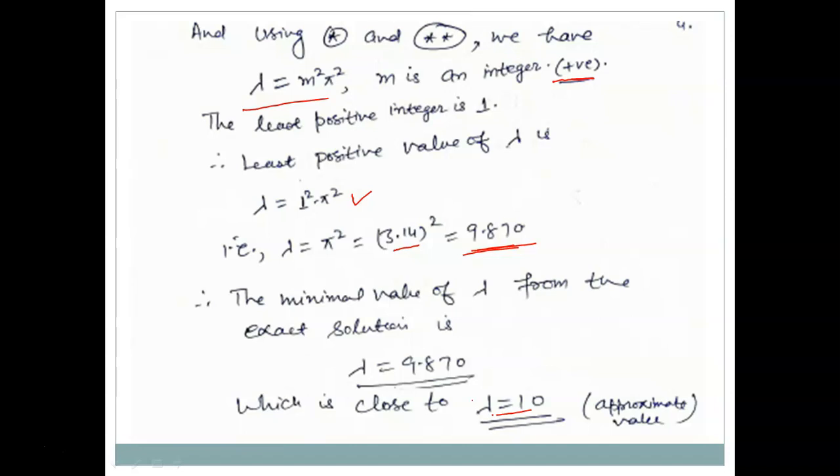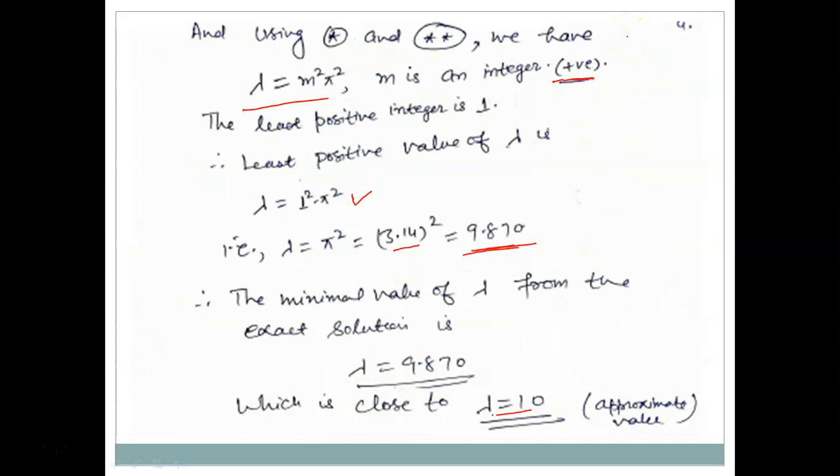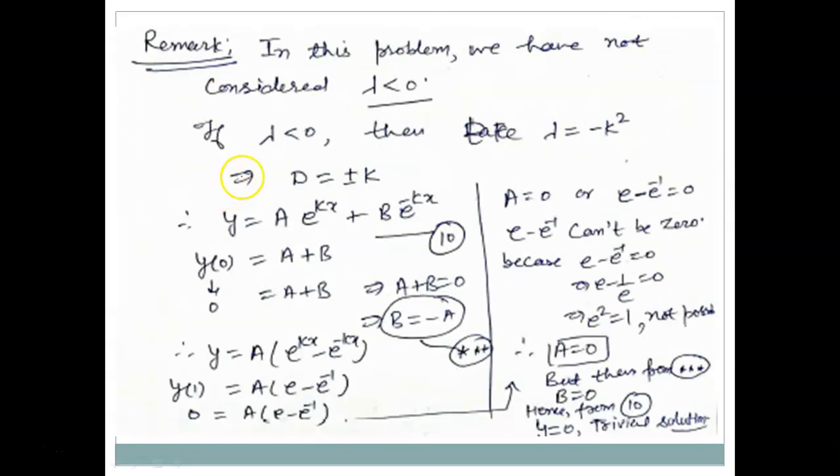Now further we are going to discuss one issue, that during the solution of this problem, three situations arise: lambda equal to 0, greater than 0, and less than 0. So I have discussed this case only, lambda greater than 0. Why have I not taken lambda equal to 0 and lambda less than 0? So you see, I discuss here the lambda less than 0 case. In this problem, we have not considered lambda less than 0. What happens if I consider lambda less than 0?